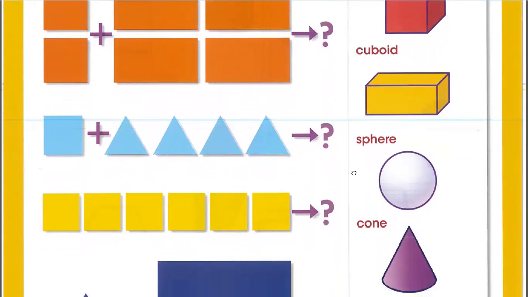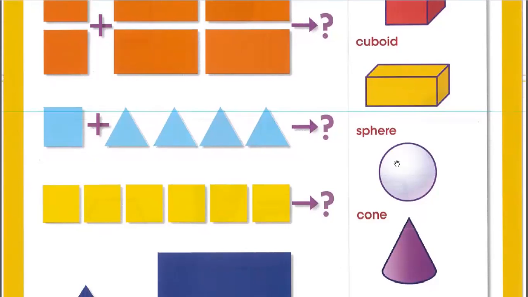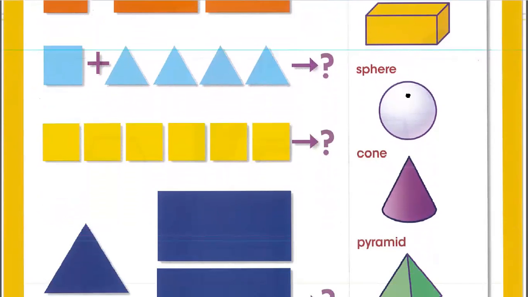Next shape is called sphere. What is the next shape called? Sphere. After sphere, we have cone. Cone.